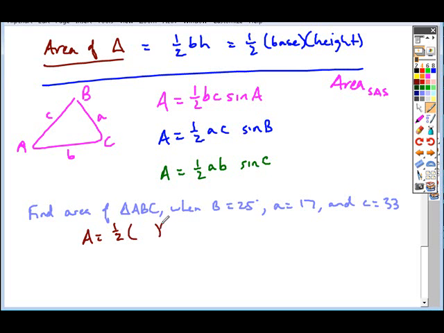1/2. Again, the way I would look at it is I'd take the sine of my angle, in this case 25 degrees, and then the product of the other two sides. Again, not the side opposite it, but the sides that are adjacent to it or form this SAS pattern. So 17 and 33. Okay, and so again, it just becomes a simple calculation for this.